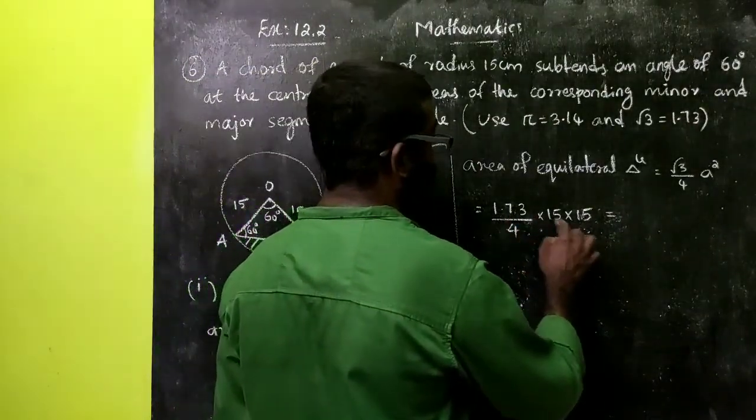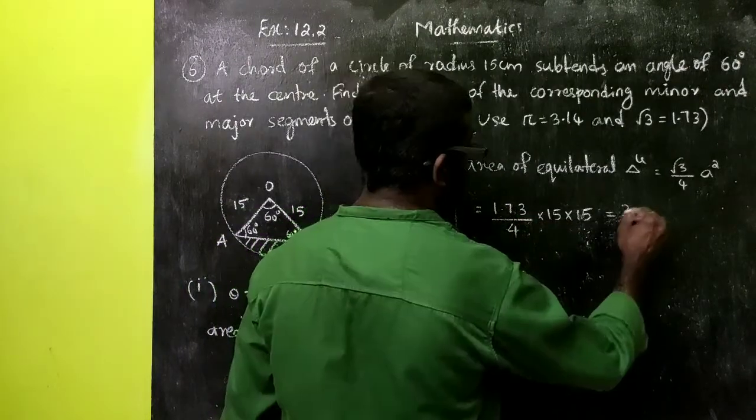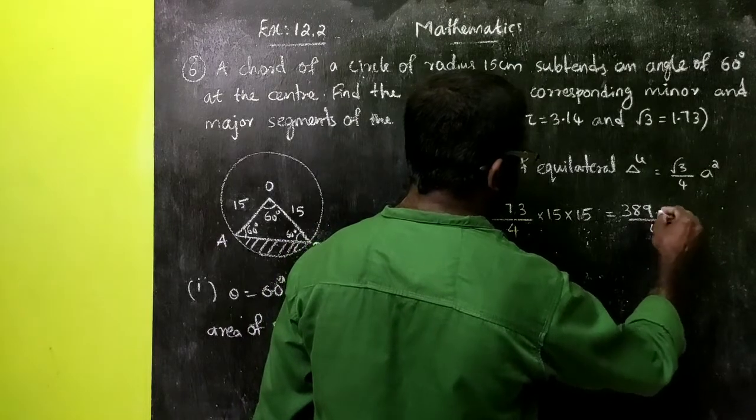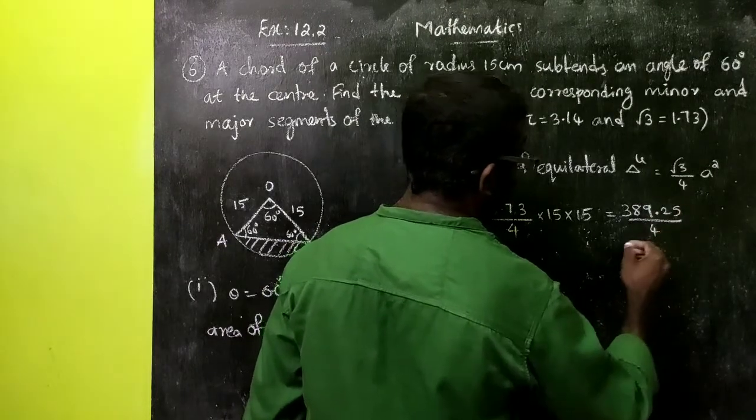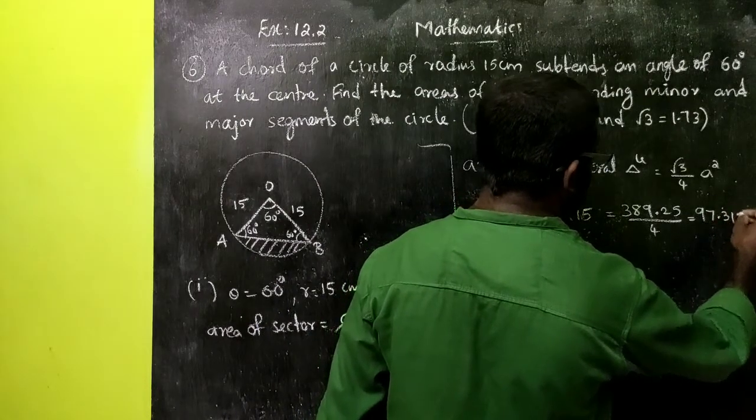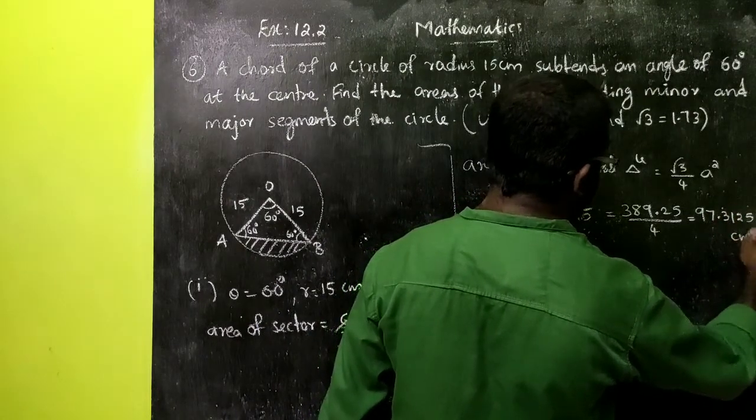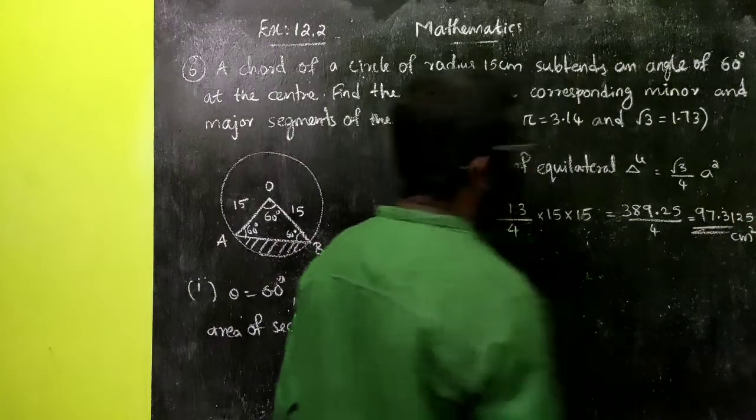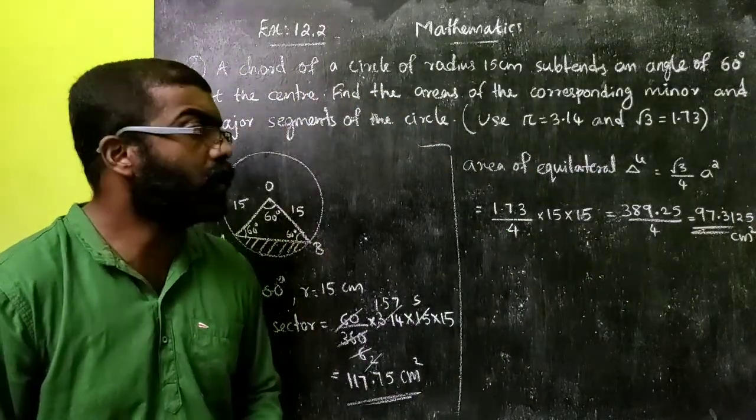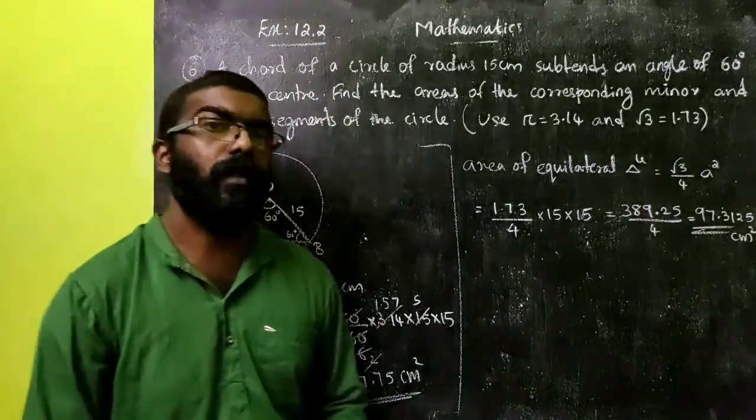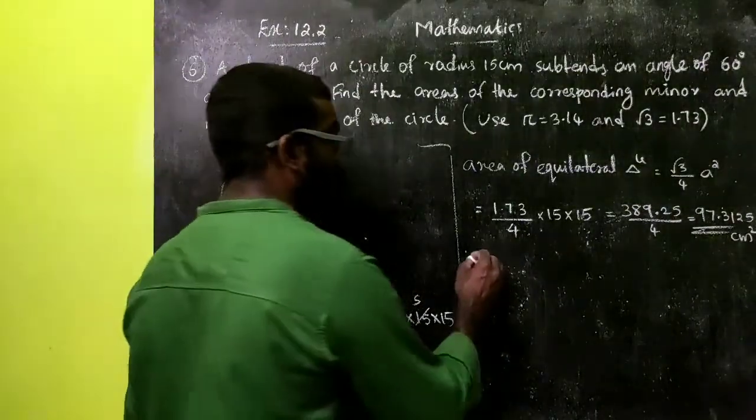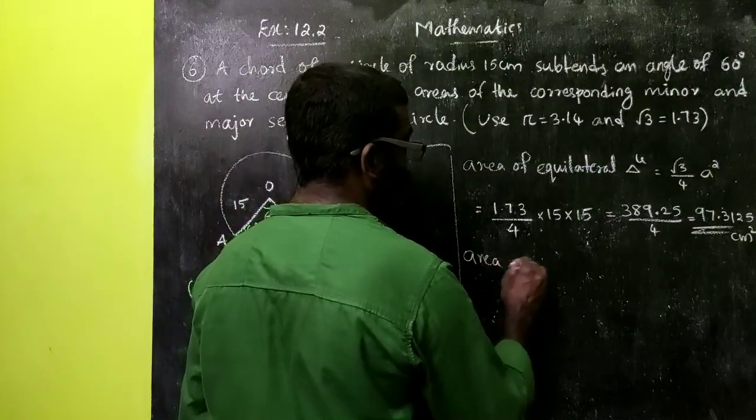Then 225 into 1.73, 389.25, then divided by 4. And on division we get 97.3125 centimeter square. Okay, so the area of equilateral triangle is equal to 97.3125 centimeter square. Now we can subtract these two values to get area of the minor segment.